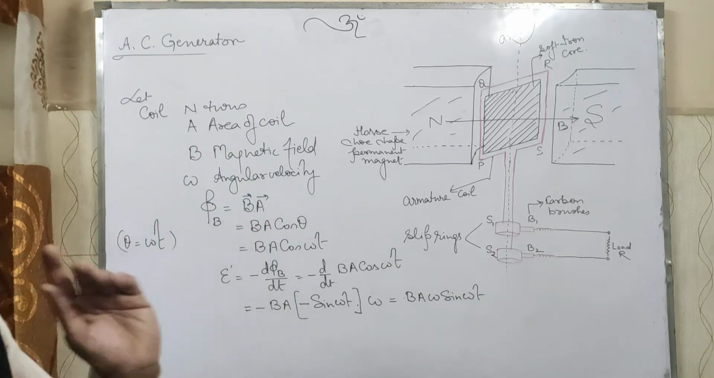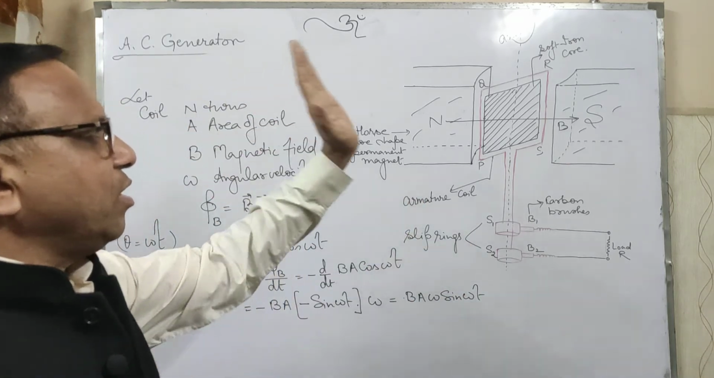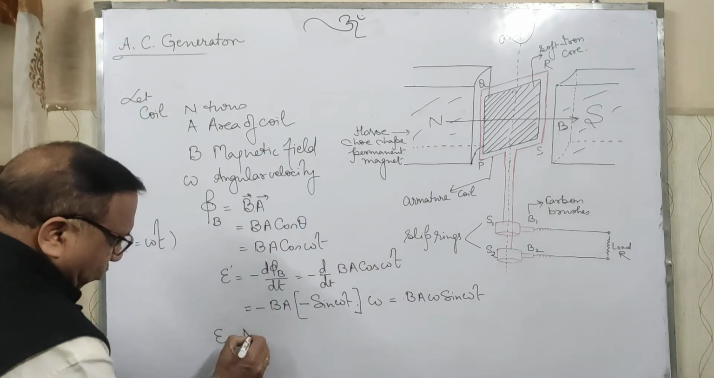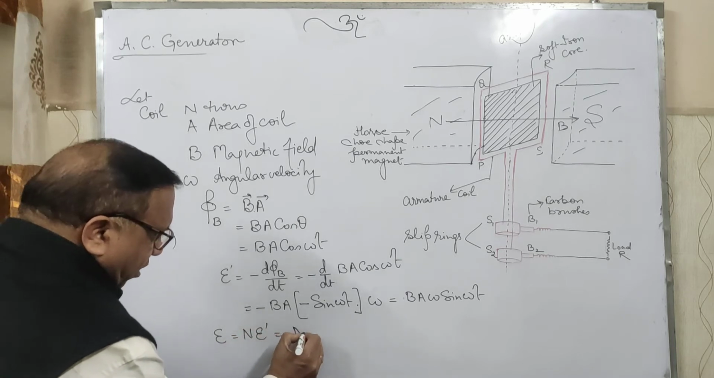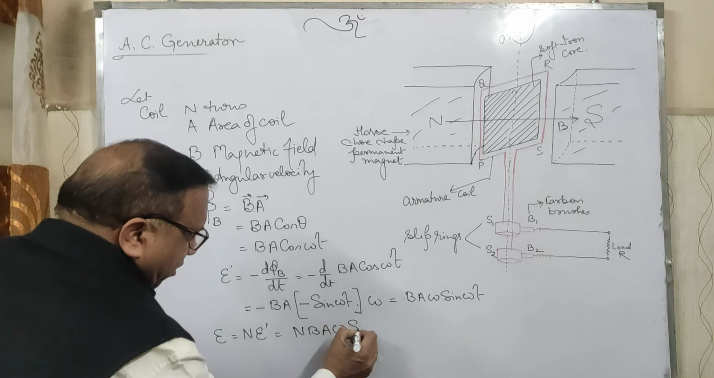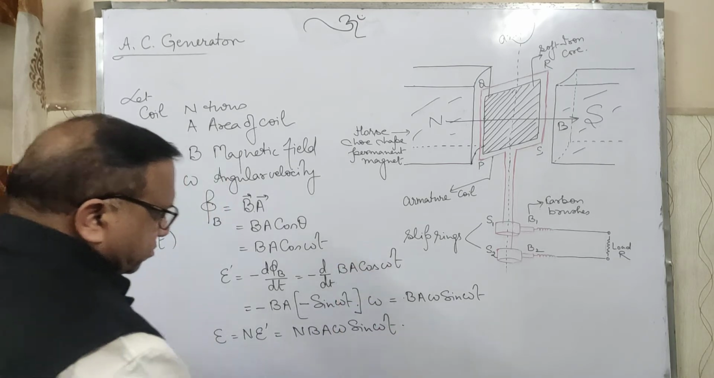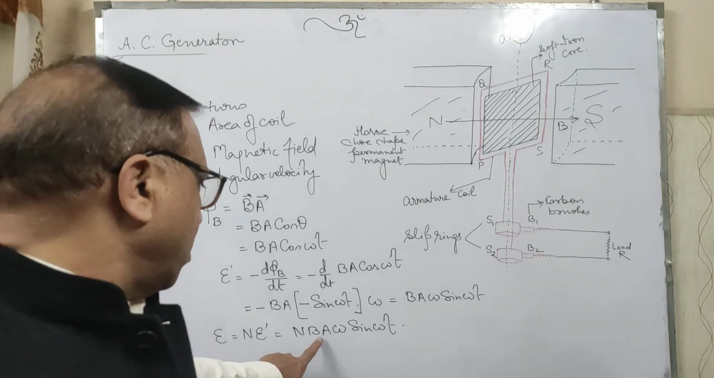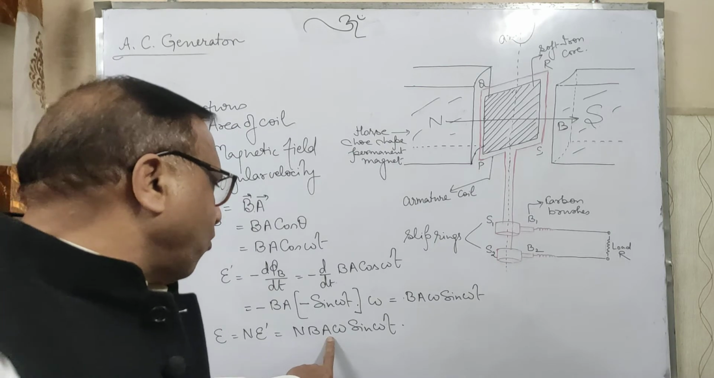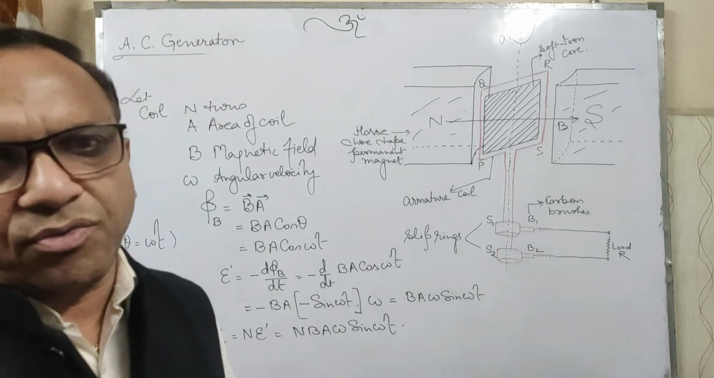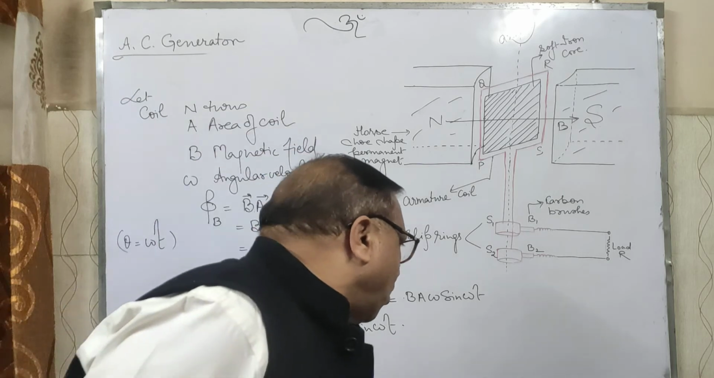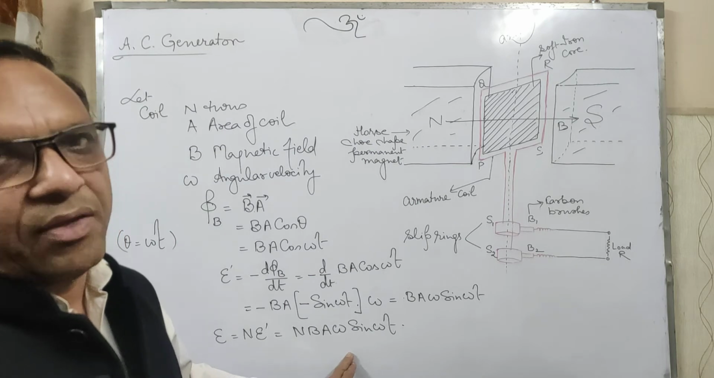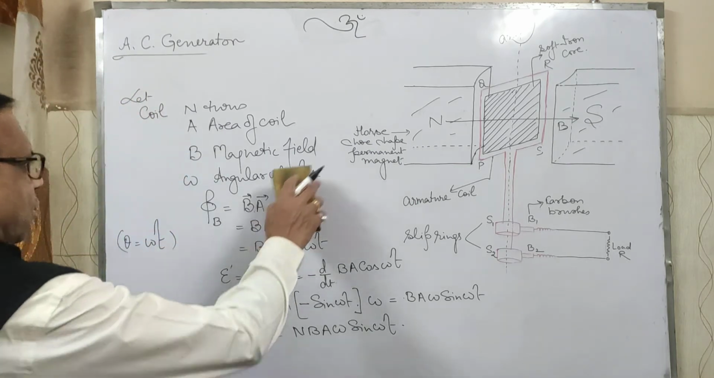This E dash is the EMF induced due to one turn. There are a very large number of turns in a coil. Suppose n turns, the total EMF induced is equal to n times E dash, that is n B A omega sin omega t. Now you can observe the number of turns is constant, the magnetic field is constant, the area of the coil is constant, and the angular velocity is constant. Is it right? Now what is the variable? With time, sin omega t is variable.